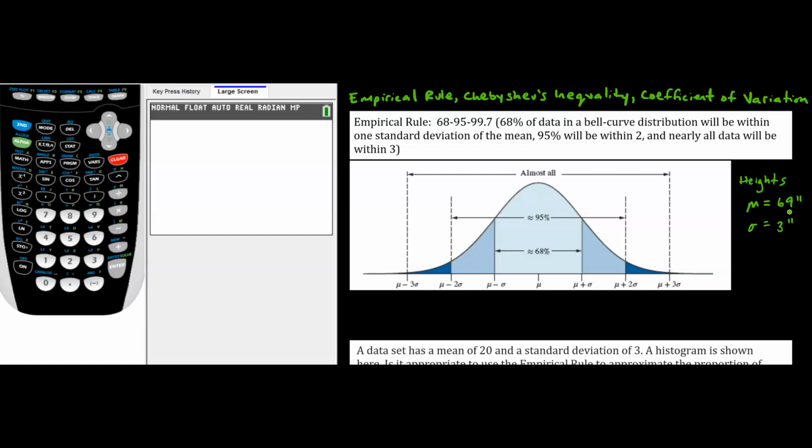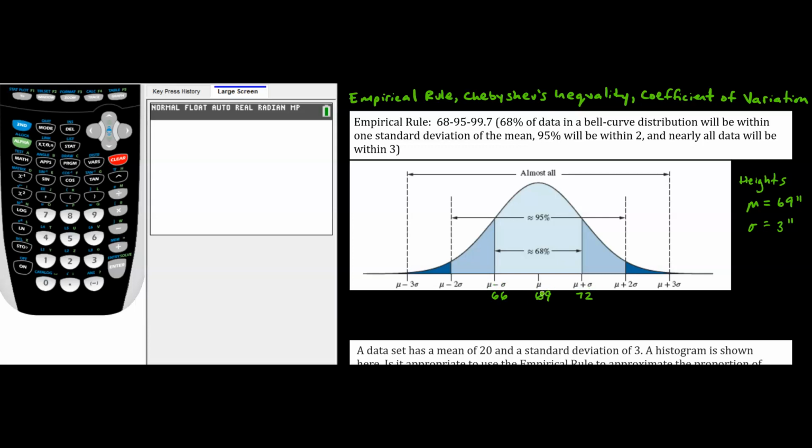So if I attach these numbers to this picture, we can interpret what the empirical rule tells us. If the mean is 69, and 1 standard deviation is 3 inches, then if I deviate 3 inches on either side of 69, I get a range from 66 to 72. And the empirical rule is telling us that approximately 68% of adult men in the US are between 5.5 feet tall and 6 feet tall.